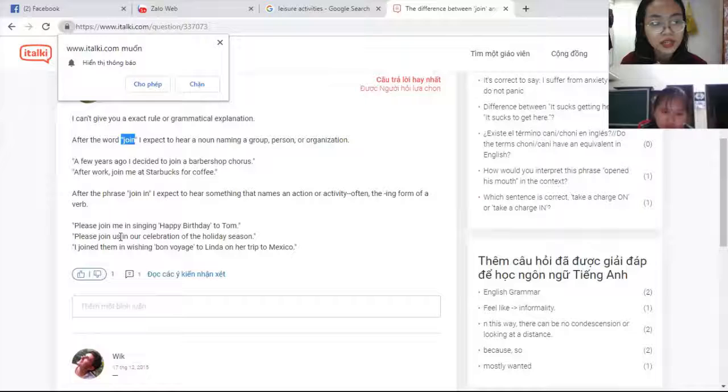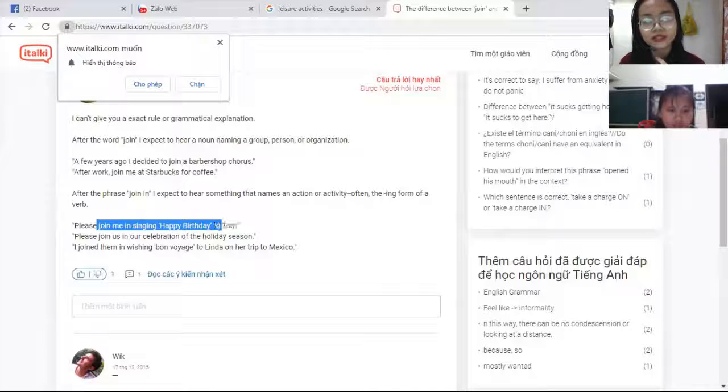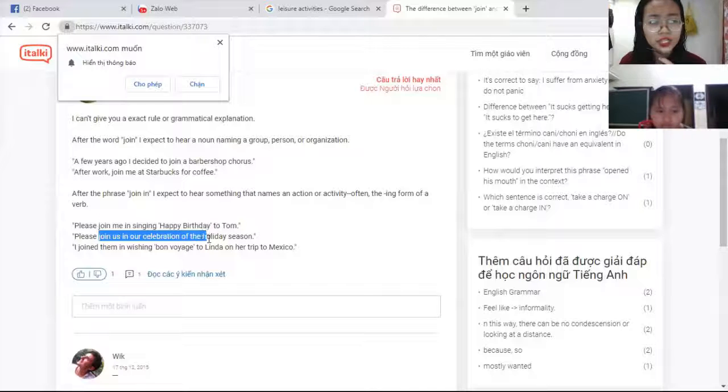Join. Okay, so "join in" is for activities or actions. You join in the activities. For example here, join in singing happy birthday. This means that everyone is doing that and you also want to do that. This means join in, join an activity. Can you understand?